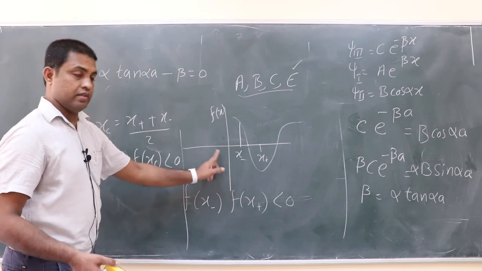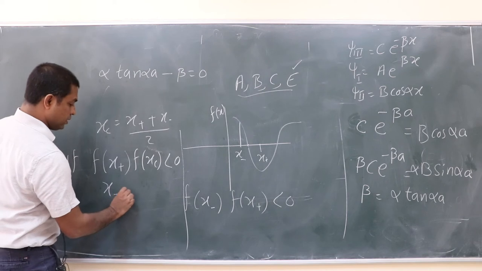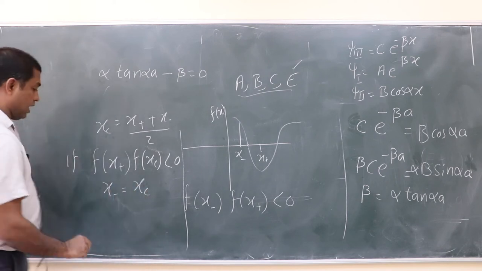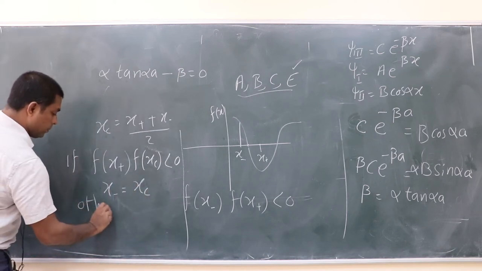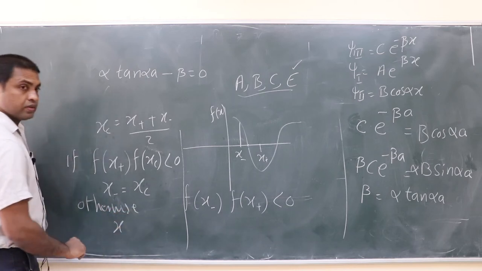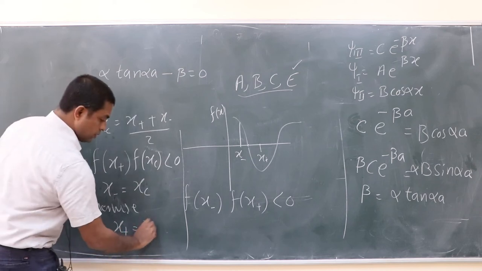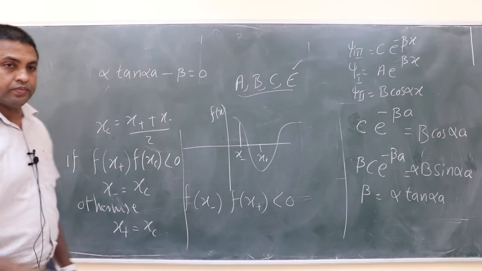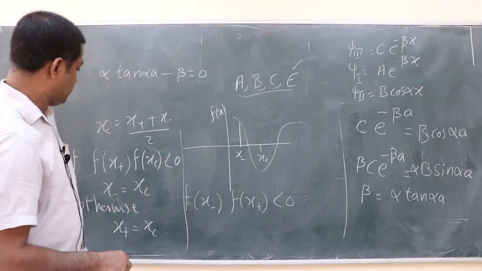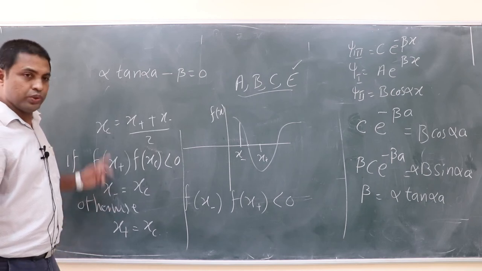xc is left of that root only. So now your x minus becomes xc. Otherwise, x plus equals xc. So this is the whole bisection algorithm. You have to do this. Can you please repeat this?